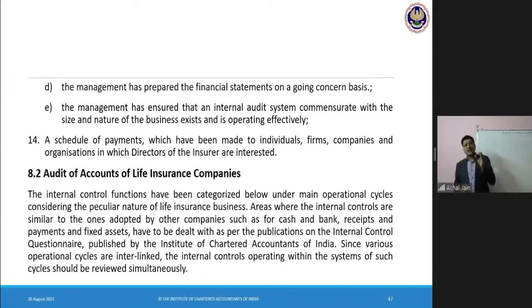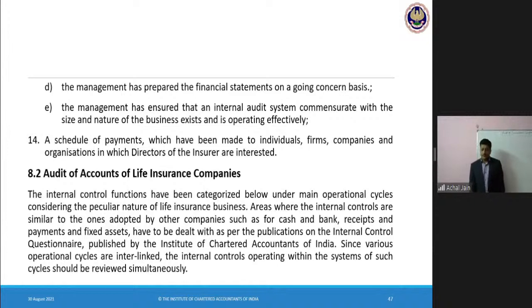But the important point is that this would be explicitly specified by the management, that the management has this system, and this system is also operating effectively. Because just by having the system will not help. Let's suppose the internal system is there, but that is not operating effectively. Will that really help? No. It will help only when it is operating effectively.